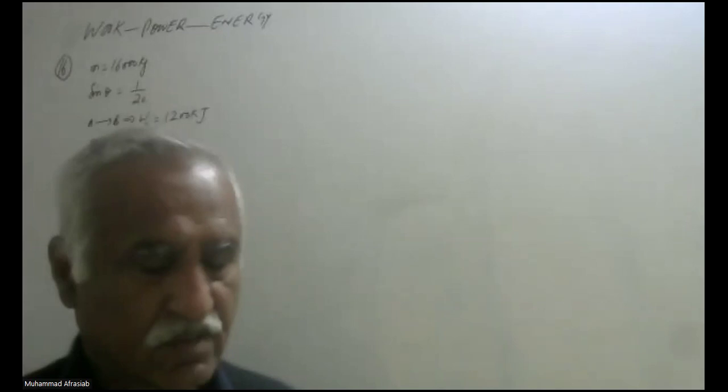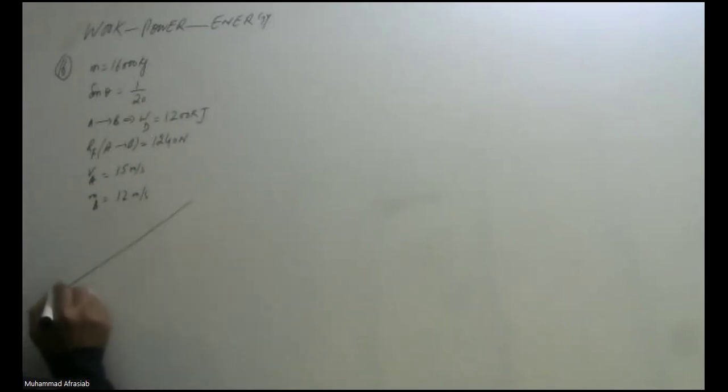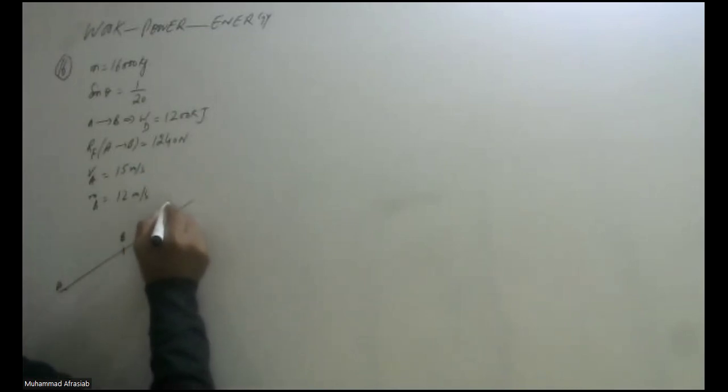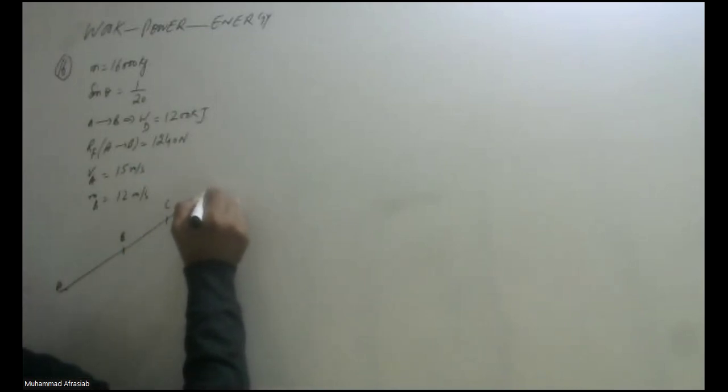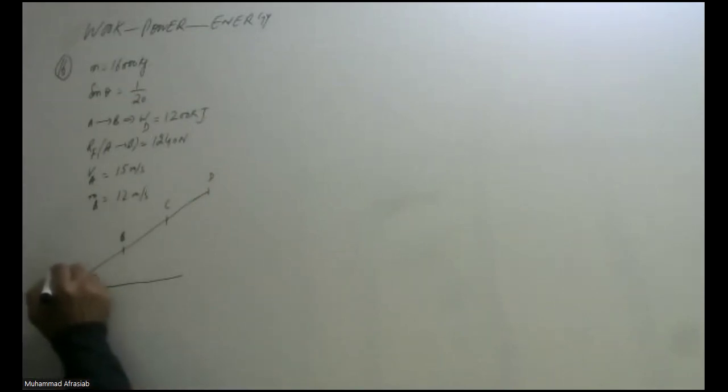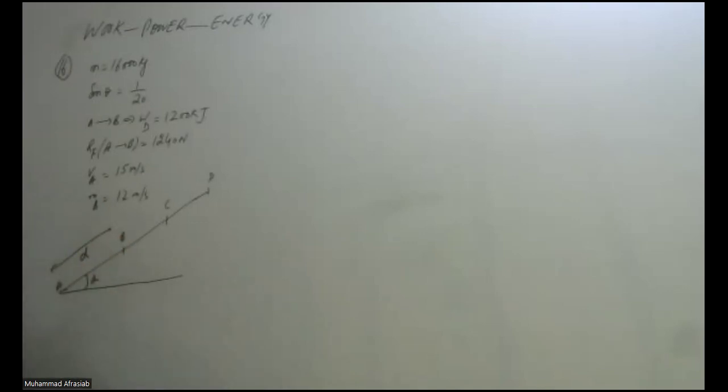Since the lorry is going to move on a plane A, B, C, D, let's say this is point A, this is point B, this is point C, and that is point D, on a plane which is making an angle of theta, where sine theta is equal to 1 over 20. From A to B, the distance is, let's say, equal to d.